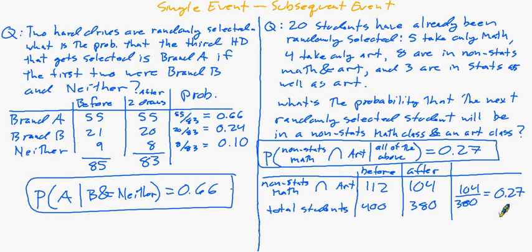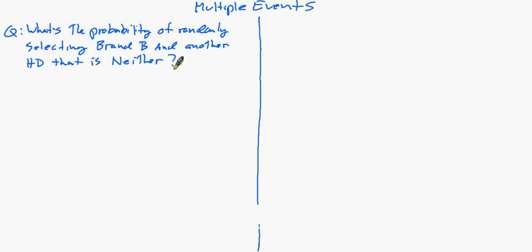Now, let's get to multiple events or compound events. All right, computer store. What's the probability of randomly selecting brand B and another hard drive that is neither? So we could write this out. Probability brand B and neither.